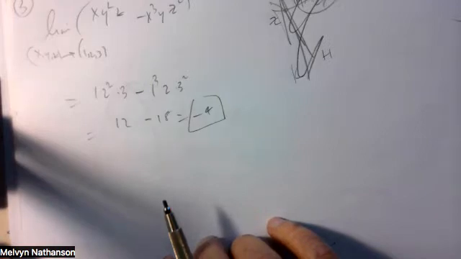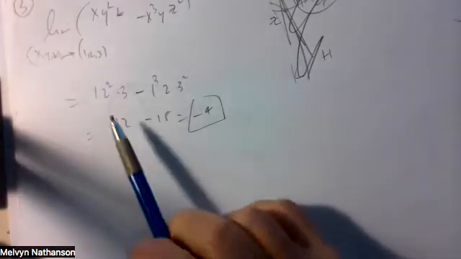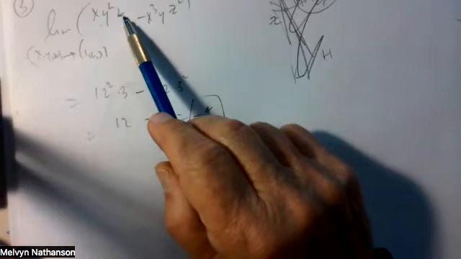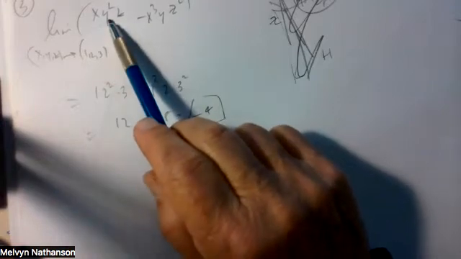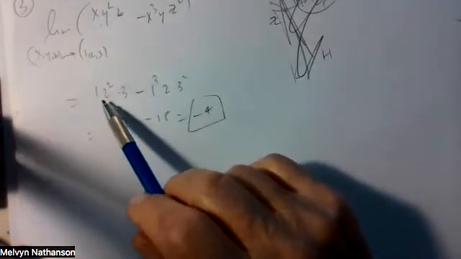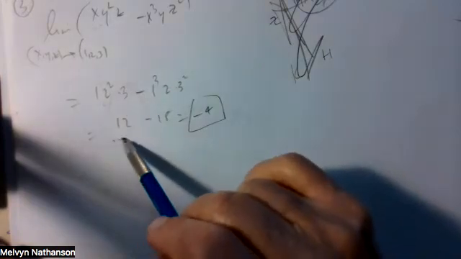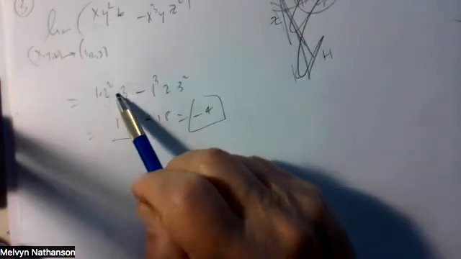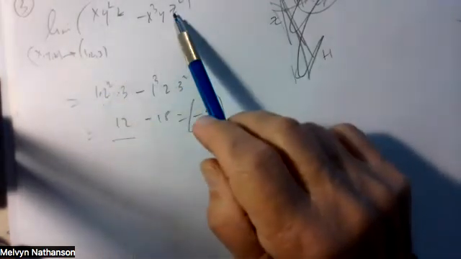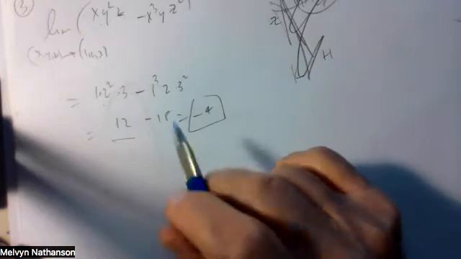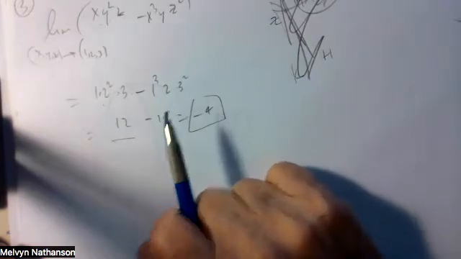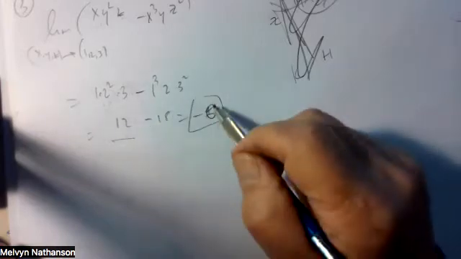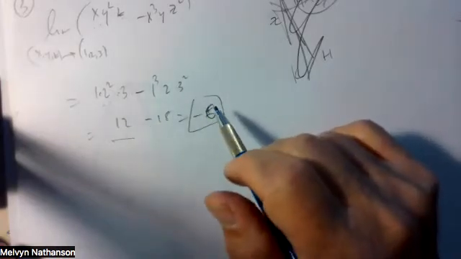Professor, where do you get 12? 4 times 3. When x is 1, y is 2, and z is 3, this is 1 times 2 squared times 3, which is 1 times 4 times 3, or 12. Right? I'm just evaluating this limit. Is it -6 the result? Oh, sorry, thank you. 12 minus 18. Definitely -6. Thank you.